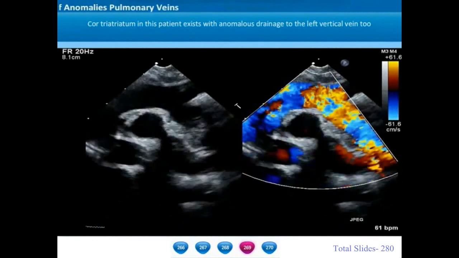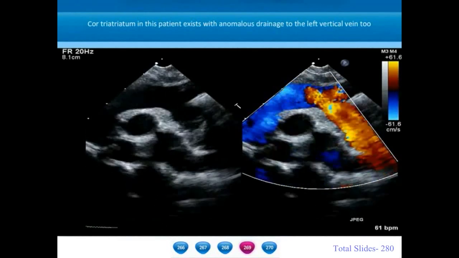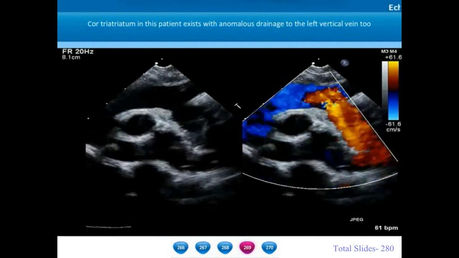Part of the pulmonary venous flows go through the small orifice in the obstructive membrane of cor triatriatum into the lower chamber of the left atrium and thereby gaining access into the mitral valve.